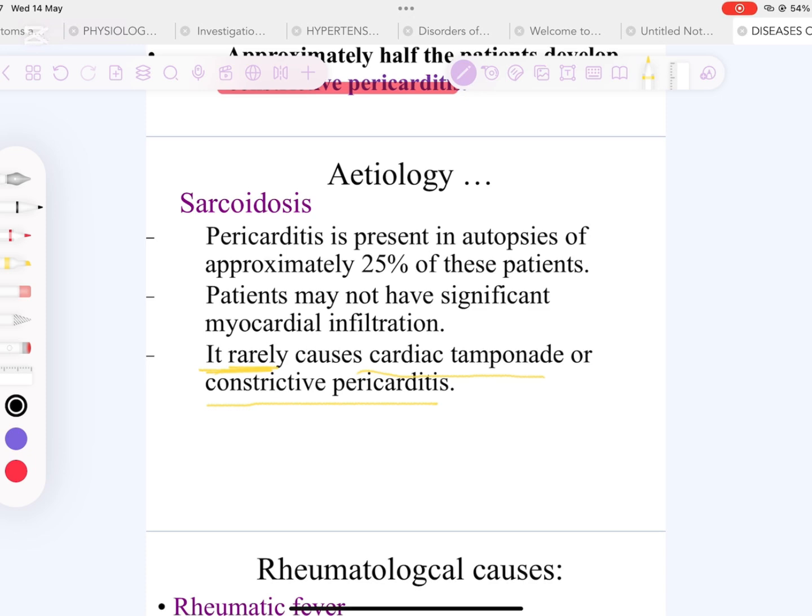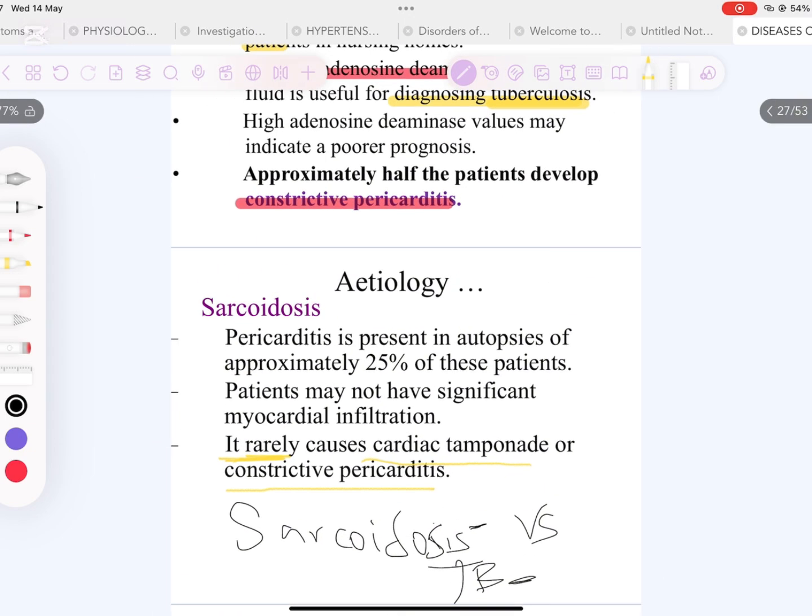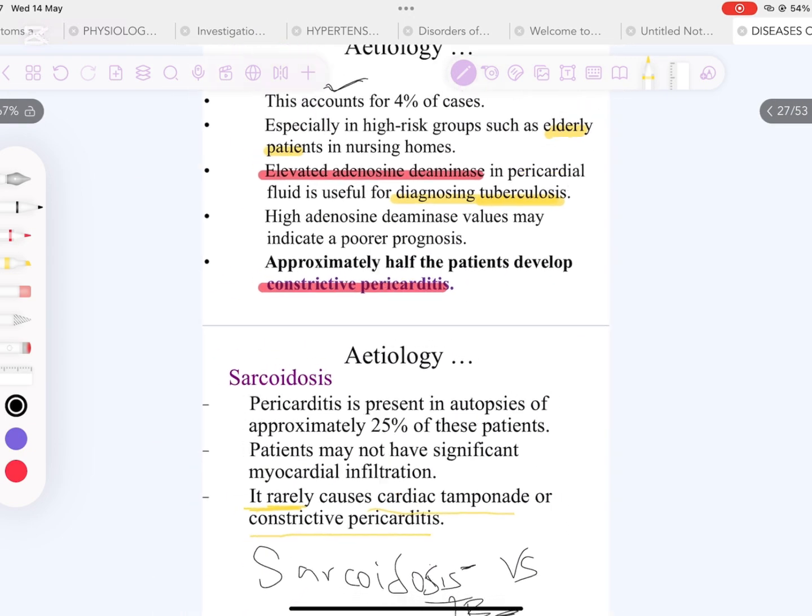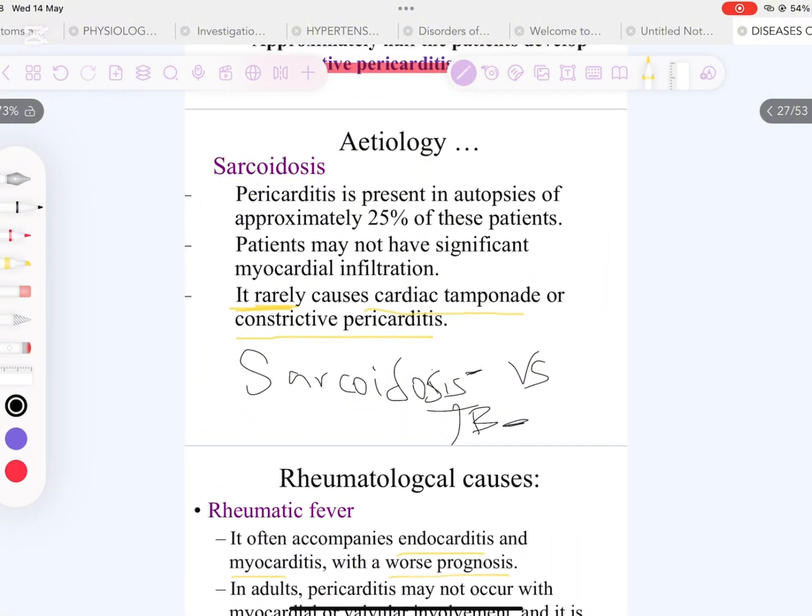Okay, so imagine I tell you later, sarcoidosis versus TB. First thing that should come into your head is TB constrictive, sarcoidosis non-constrictive, rarely at least. And also, patients might not even have significant MI, myocardial infarction.